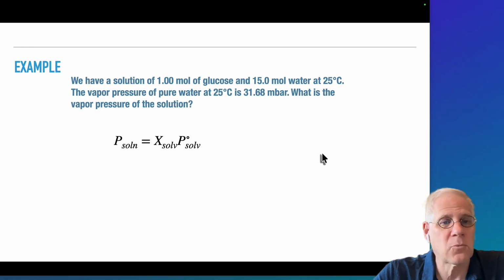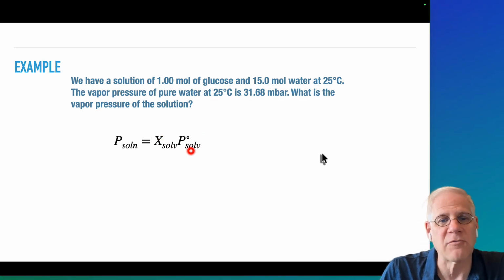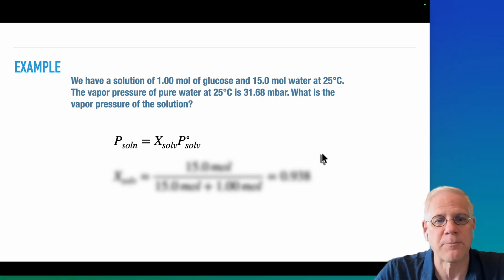Well, let's write down what we know. We know that we want the vapor pressure of the solution. So the vapor pressure of the solution is equal to X solvent. So this is our mole fraction of the solvent times our vapor pressure of pure solvent. So that was the first equation that we had seen.